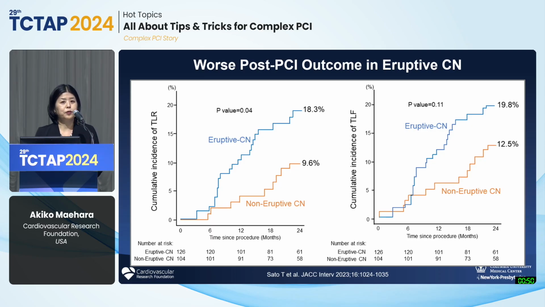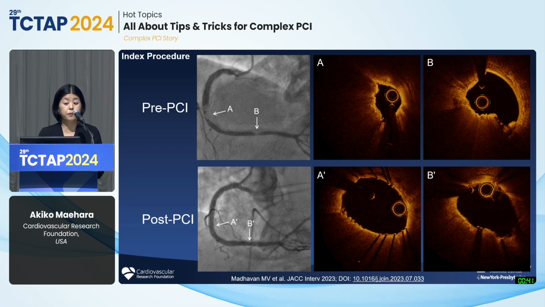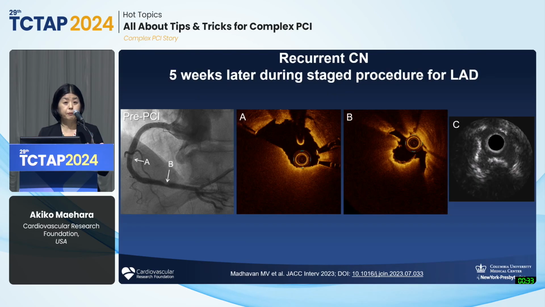However, when we look into the outcome, that's completely opposite, meaning eruptive calcified nodule had almost 2 times worse outcome compared to non-eruptive. The reason was this. You see the nice eruptive calcified nodule after the treatment, you see the nice stent expansion, but the patient suffered reprotrusion of the calcified nodule in the stent only 5 weeks later. So that's a phenomenon we see more and more.